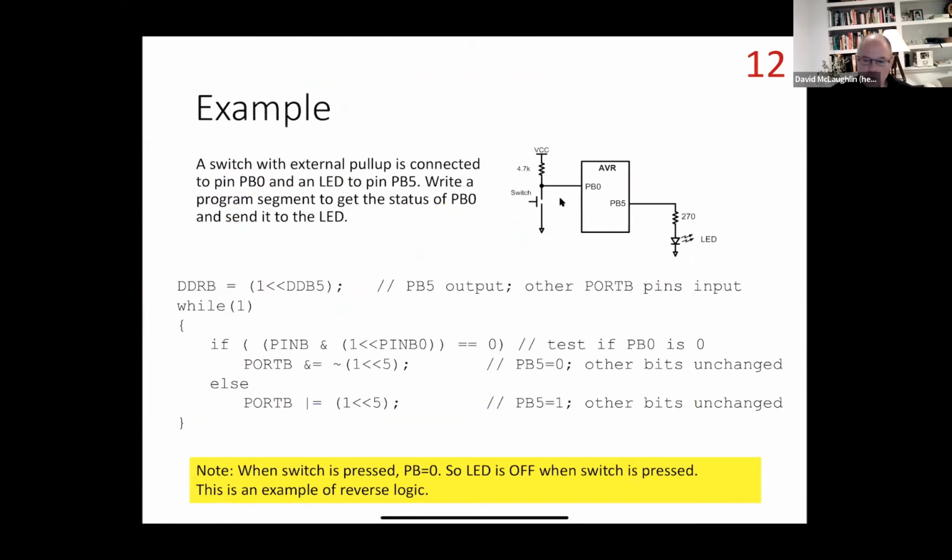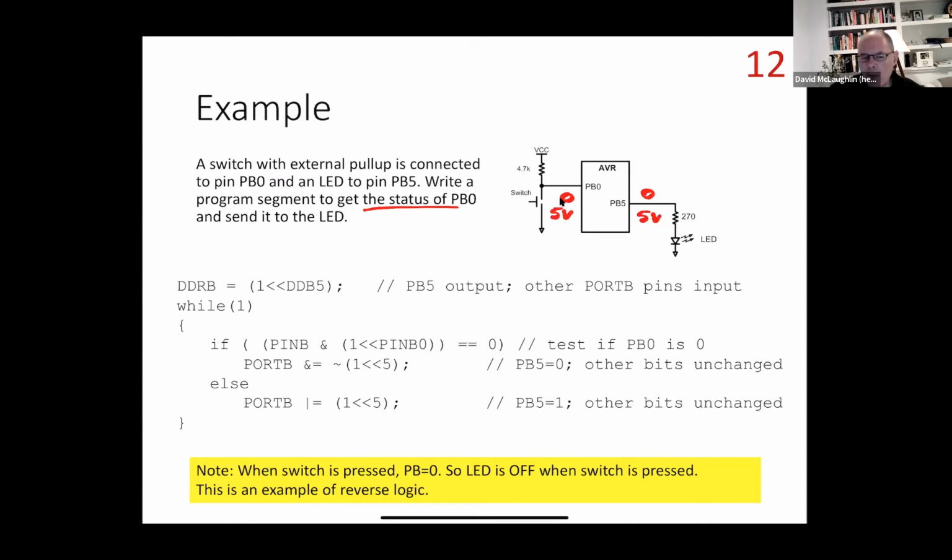Okay, so let's do a couple of examples to sort of make it all come together. Okay, so a switch with an external pull-up is connected to pin PB0, and an LED is connected to PB5. Write a program segment to get the status of PB0 and send it to the LED. Now, I think I took this from the textbook, but get the status of PB0. What do we mean by that? We mean if I have a 0 here, then I want a 0 here. If I have a 5 volt here, then I want a 5 volt here.